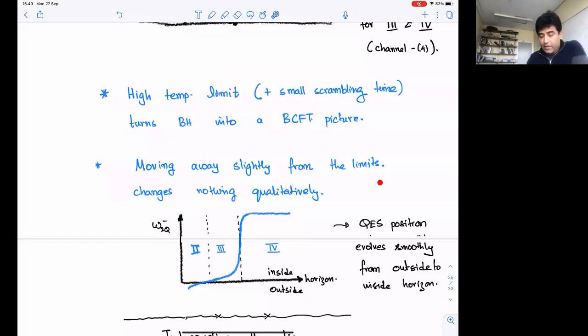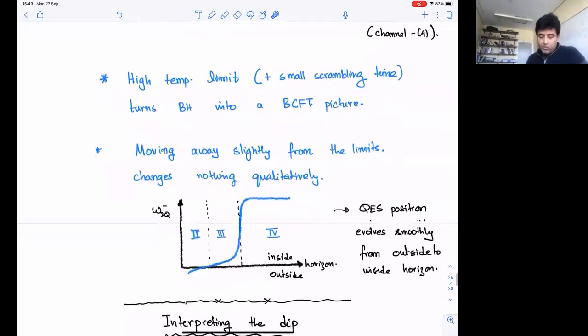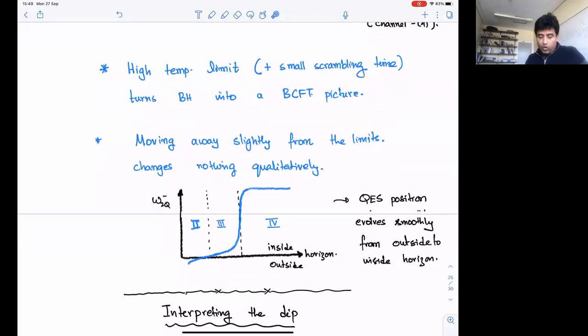If you move in the gravity side, however, you can move away from these strict limits of BCFT, and you can see that all these different regimes that we saw, which look like different piecewise regimes, they're actually smoothly connected to each other. And in fact, as a function of time, what you see is that the quantum extremal surfaces start off initially outside the horizon, but smoothly move inside and then reach some saturation value at late times. So there's a very nice description, qualitative agreement, both between boundary conformal field theory and with gravity, which continues to hold away from the strict BCFT limit.